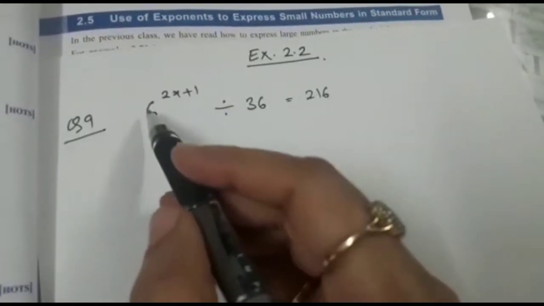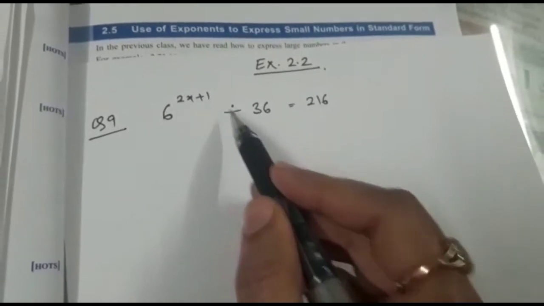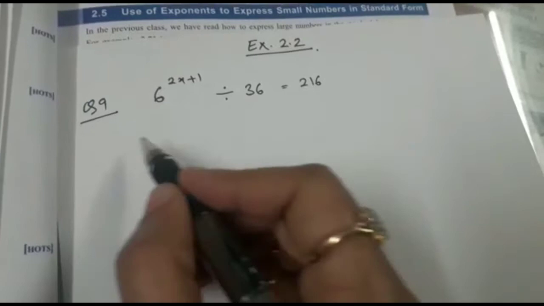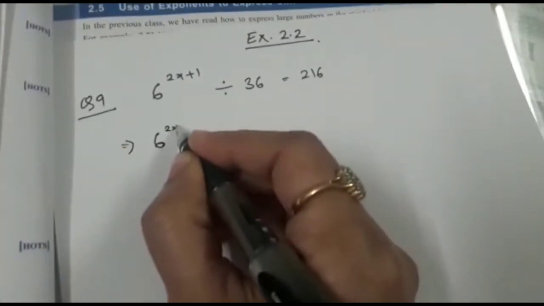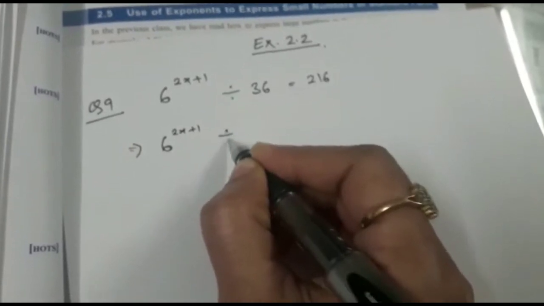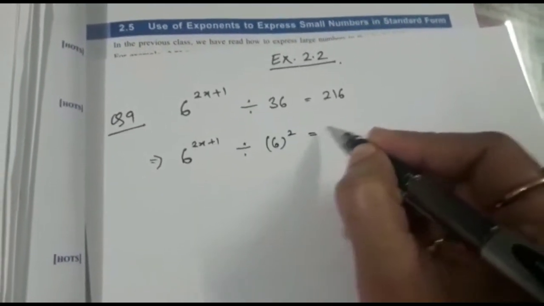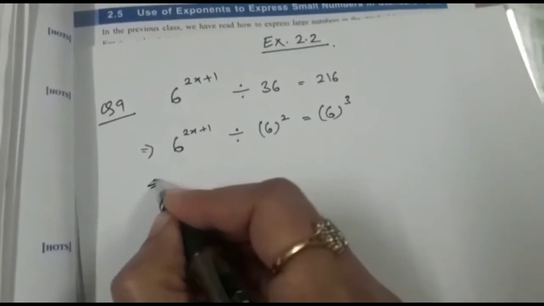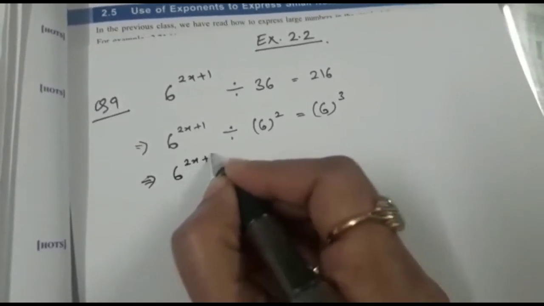In question number 9, we have been given 6 raised to the power 2x plus 1 divided by 36 equal to 216. So, how can we solve it? 6 raised to the power 2x plus 1. We can write 36 as 6 square and 216 as 6 cube. So, what is next? 6 raised to the power 2x plus 1.